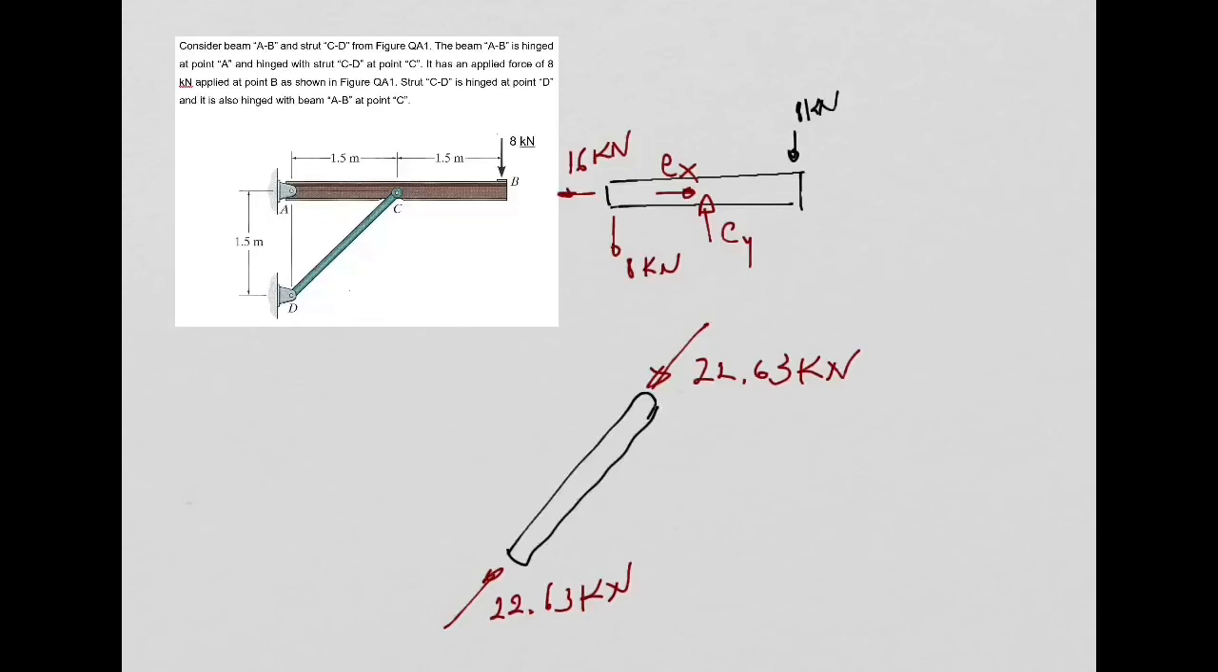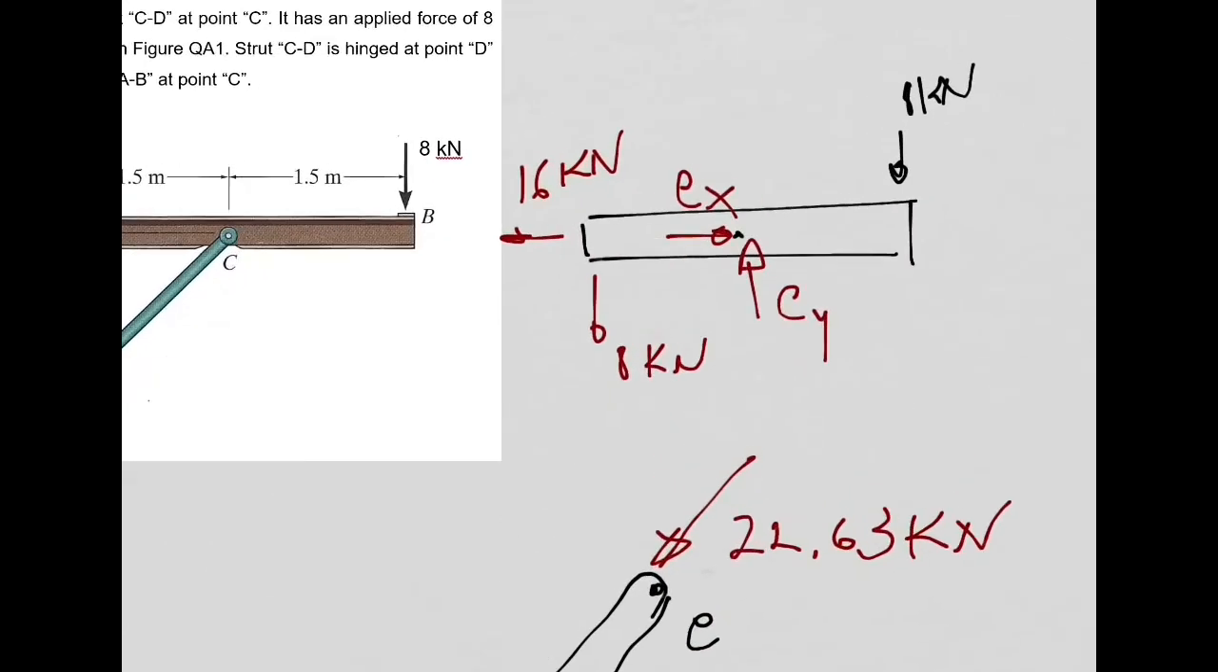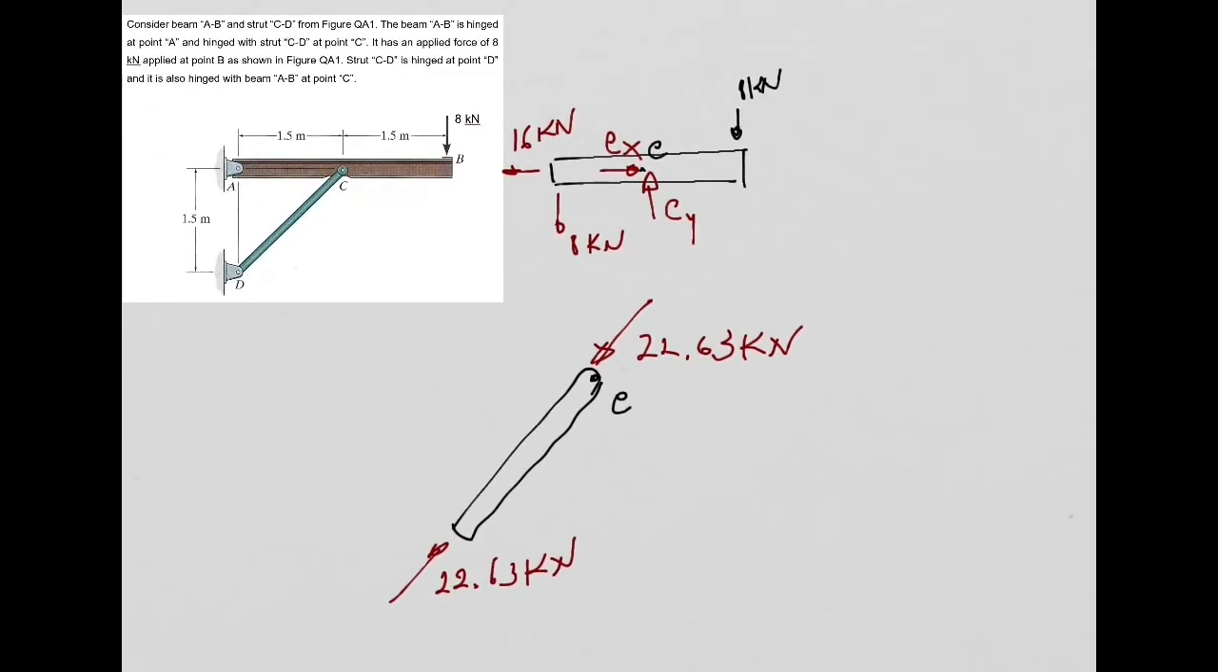Okay? So this is, if you want, the free body diagram of my strut only, where I have this force of 22.63 kilonewtons in the axial direction of the strut. And this force is what? For example, this is my point C in the strut. And this is my point C in the beam. Okay? I'm going to delete these reactions here.